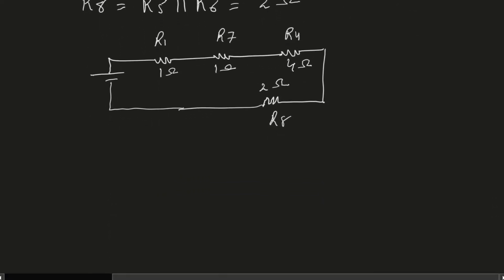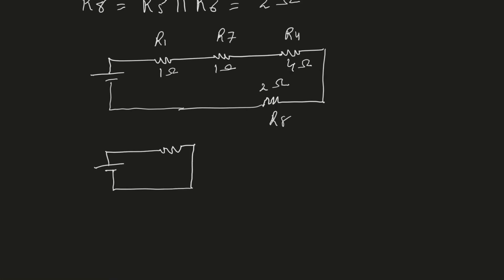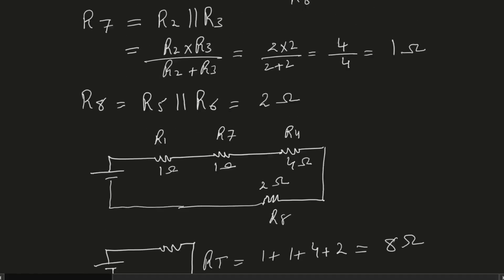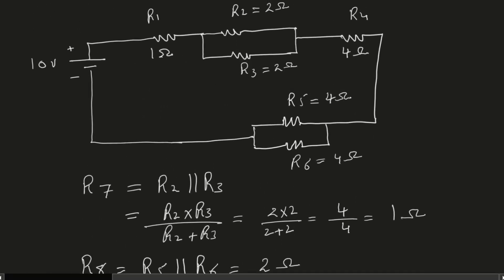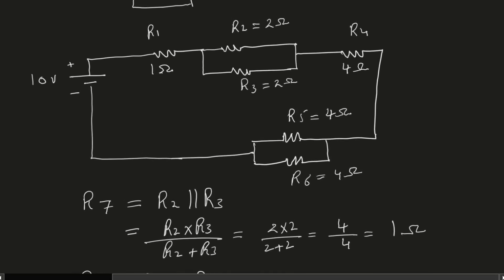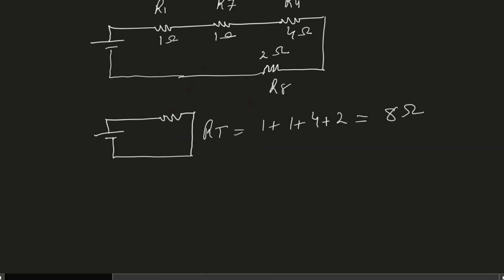And this is our intermediate circuit, and in this circuit you can see that all the resistors are now in series. So therefore the total resistance, R total, is equal to the sum of all of them. So it's 1 plus 1 plus 4 plus 2, which is 8 ohms, and let's say that our source is 8 volts instead of 10, that will make it simpler.